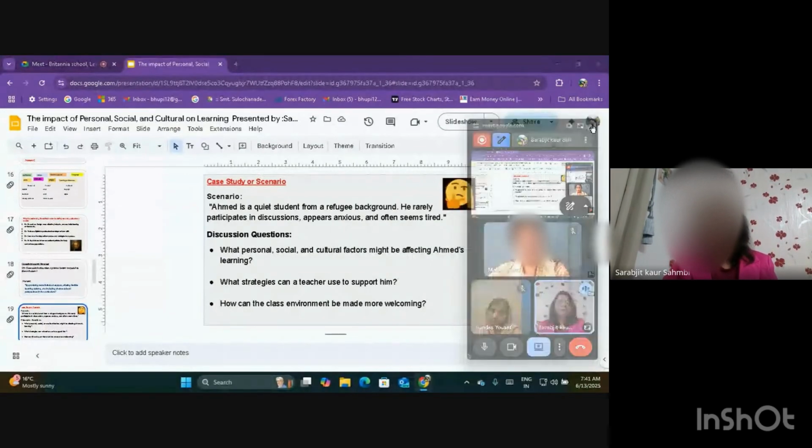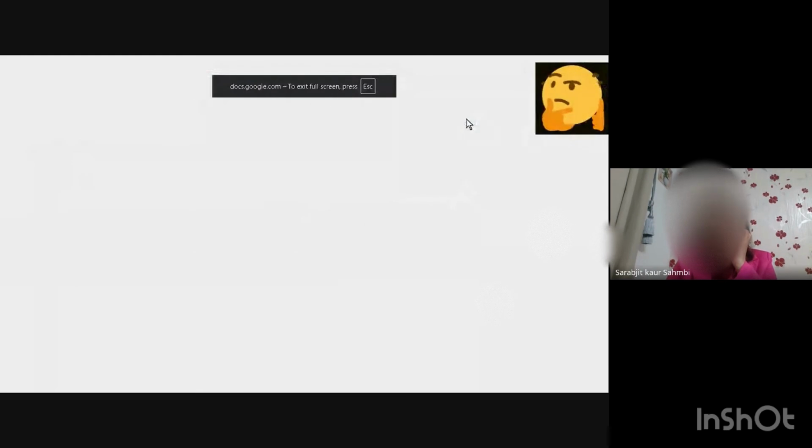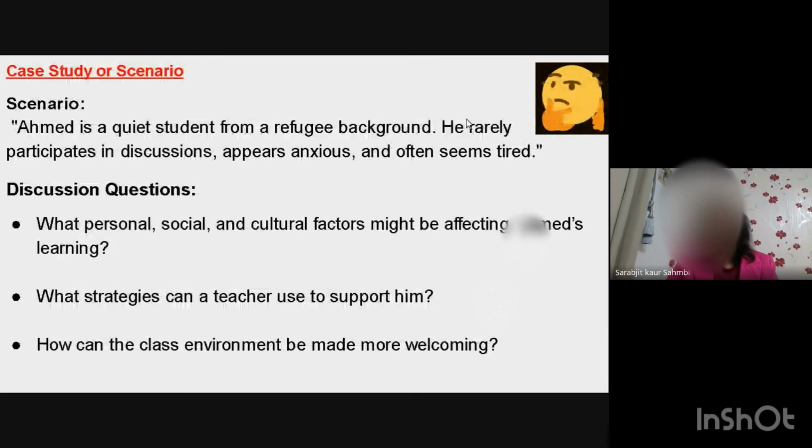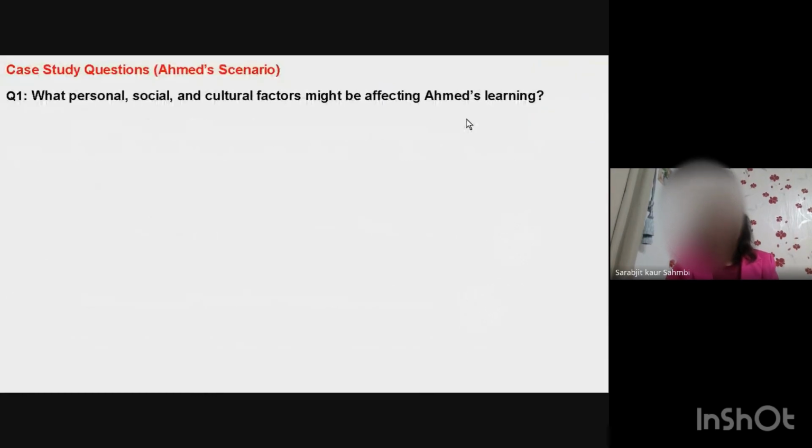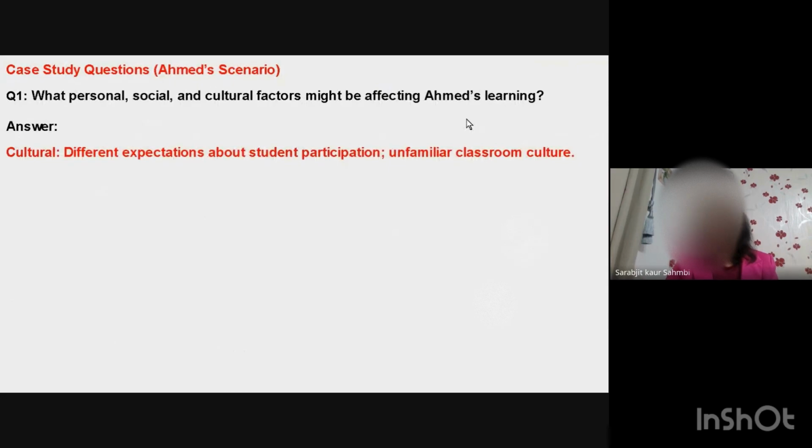Yeah, well said, girls. It was very nice and nicely explained. And this makes me understand that you understood the concept of social, personal, and cultural factors. Okay, let's see some answers as examples. So personal, social, and cultural factors, as you have told, you have covered this one.